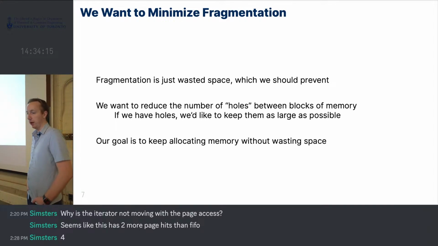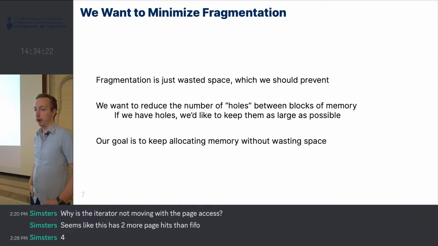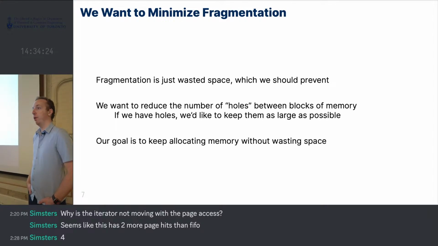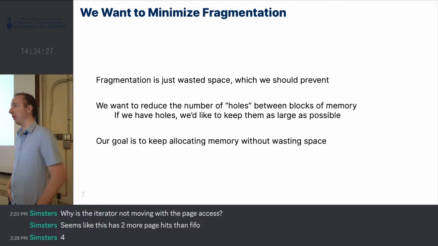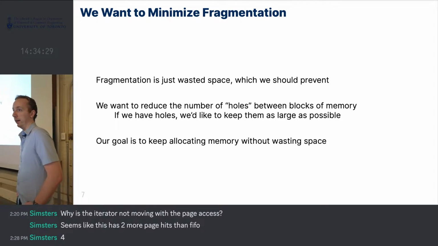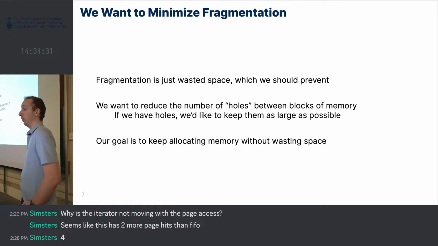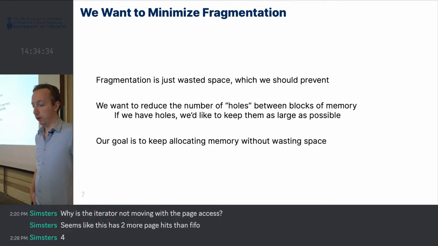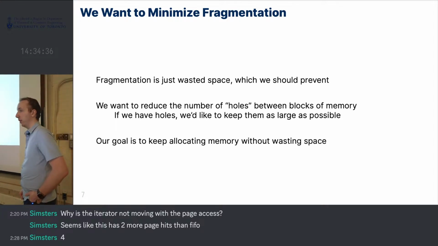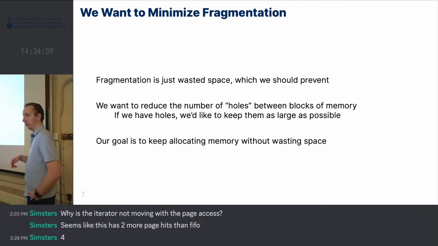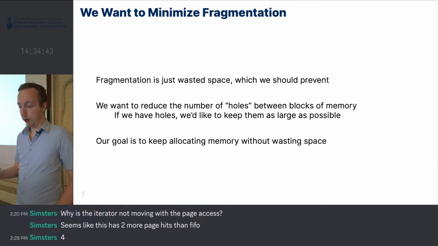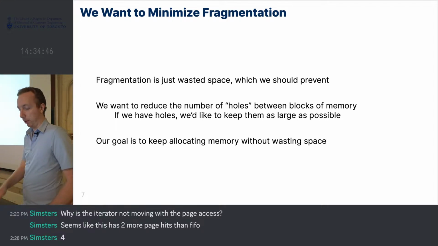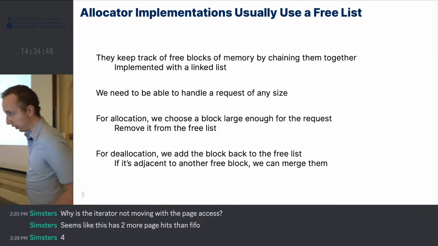All right. So our goal is we want to minimize fragmentation. It's just wasted space. We want to prevent it as much as possible. So we want to reduce the number of holes between blocks of memory. And if we have holes, maybe we want to keep them as large as possible, so that way we can actually use that space to fulfill allocations. So our goal, if you are implementing malloc, which you'll actually do if you take 454, is basically to keep allocating memory without wasting space.